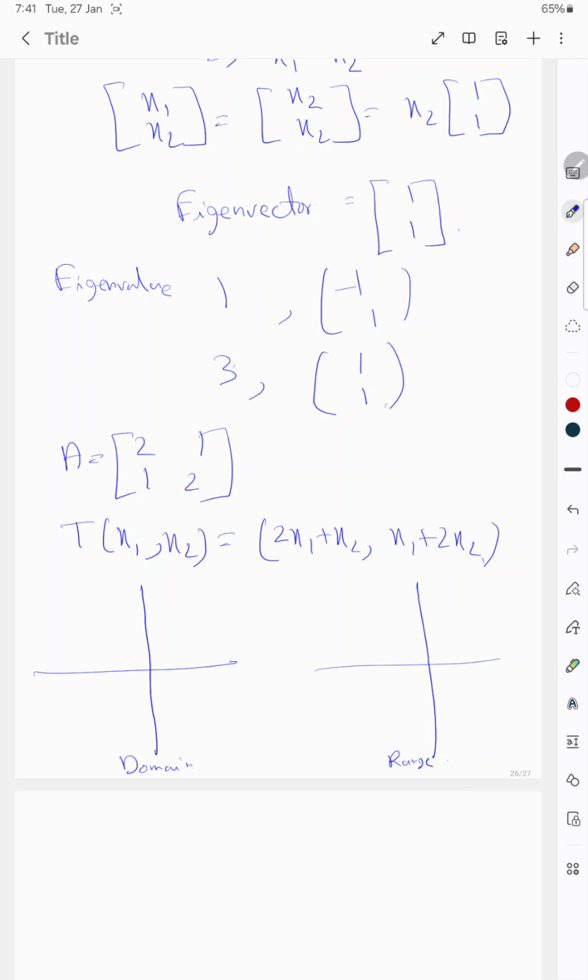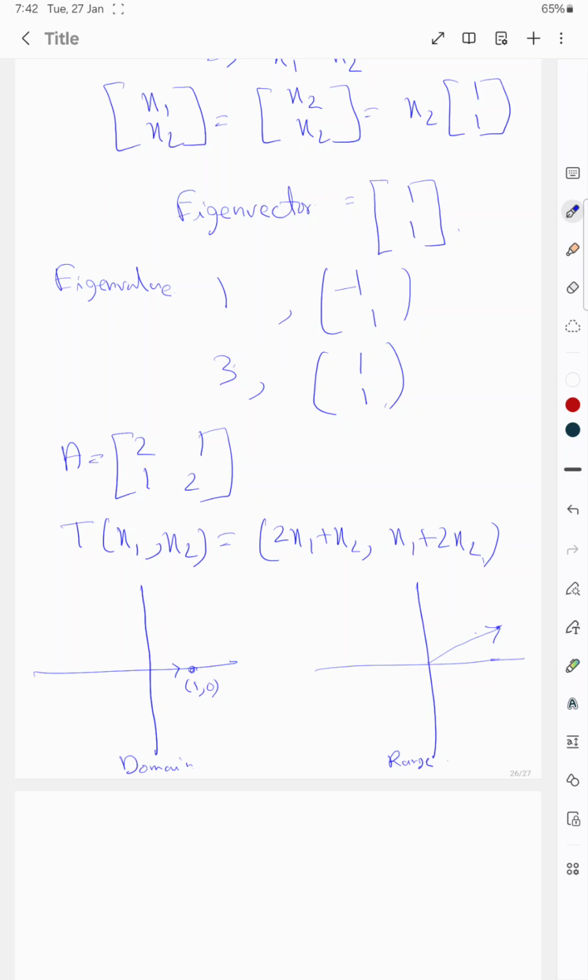Now suppose you choose some point from here. For example, if you consider the point 1 0 in the domain set, where is T of 1 0 going? T of 1 0 is going to 2 comma 1, right? 2 comma 1, so like that, maybe here. This is where it is going. If you consider any point, you will get the corresponding point in the range set.